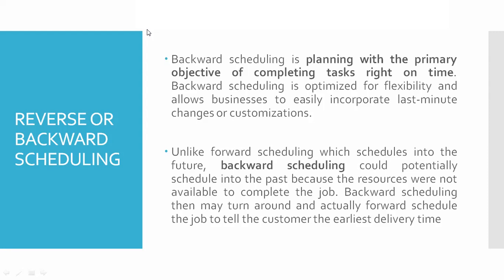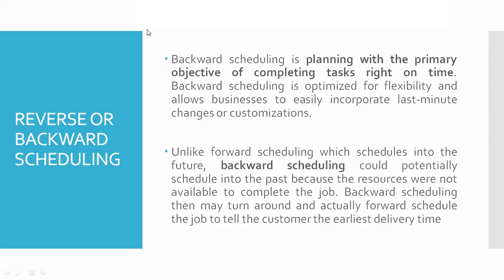So unlike forward scheduling, which schedules things into the future, backward scheduling could potentially schedule into the past because the resources were not available to complete the job. Okay. The forward scheduling क्या करता है कि फ्यूचर की तरफ मूव करता है. बैकवर्ड शेड्यूलिंग पास्ट की चीजों को देखता है because the reason is resources were not available to complete the job.